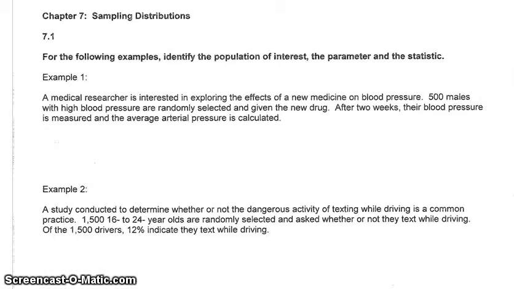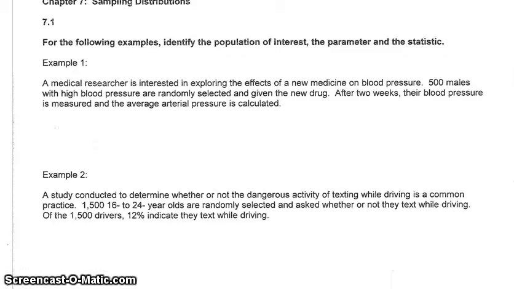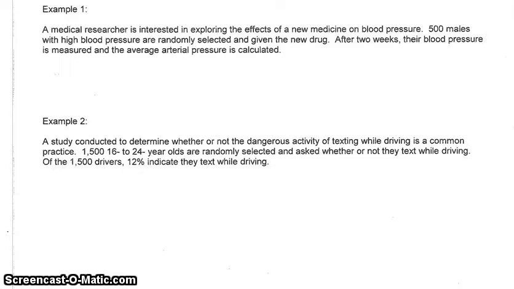Today we're going to review Chapter 7, Sampling Distributions. For our first two examples, we need to identify the population of interest, the parameter, and the statistic. So please read our two examples and then, miraculously, before your eyes, you shall see the answers appear. Hopefully you're working.